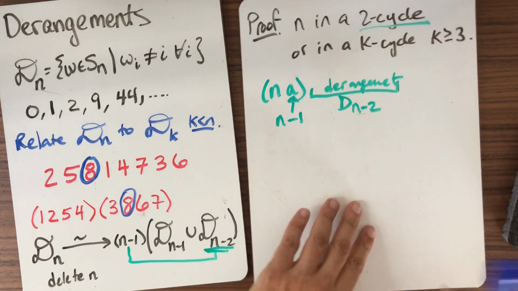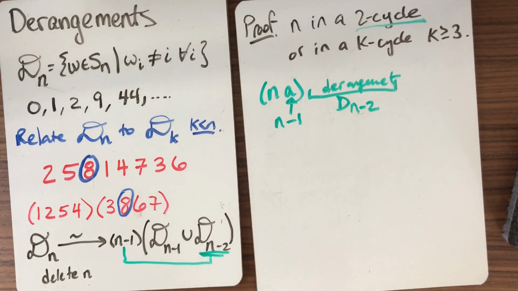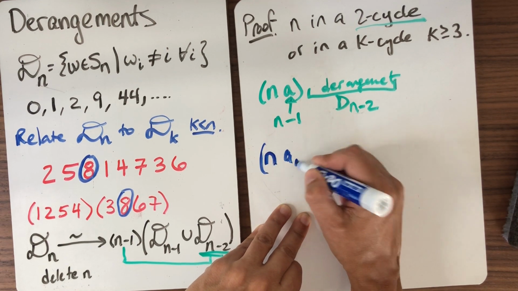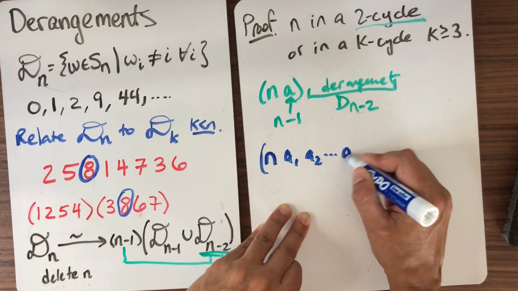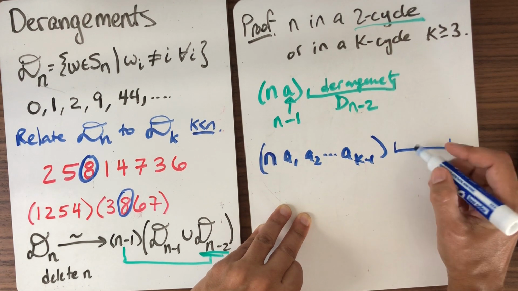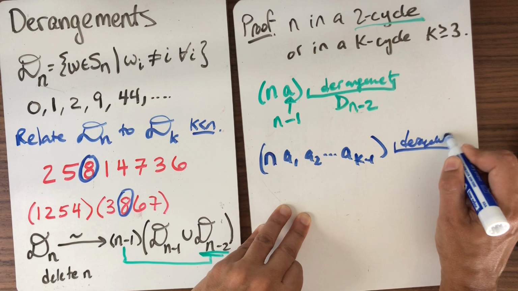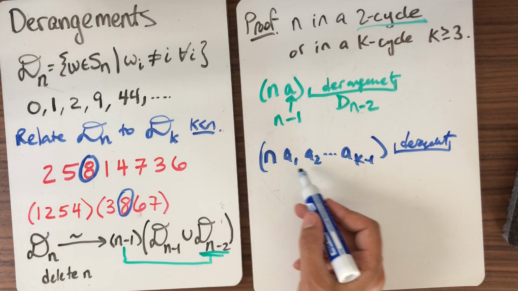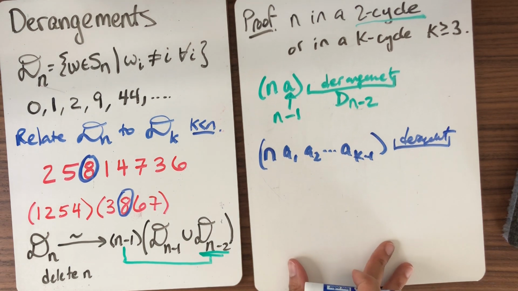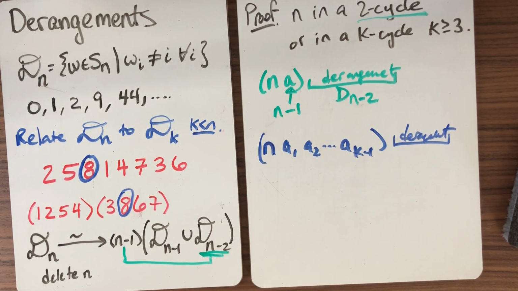Okay, so what happens when n is in a big cycle with something else? So now we have n, and we have a1, a2, up to a k minus 1, and now we have a derangement over here. Now, instead of thinking about choosing each of these things and choosing their order, which of course is something you can do, there's a more elegant approach, which is going to be here.